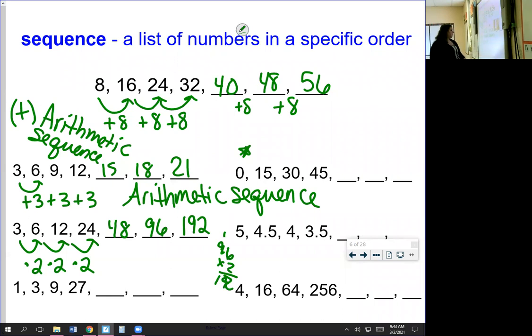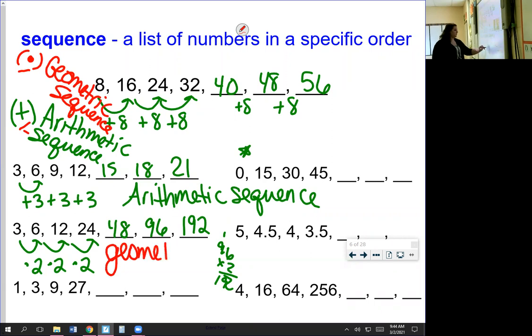Yeah, okay. So therefore, if you have repetitive multiplication to get your next term, technically adding or subtracting, multiplying or dividing. This is called a geometric sequence. Okay, so this one would be a geometric sequence.